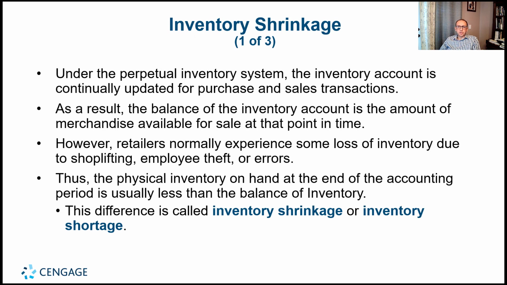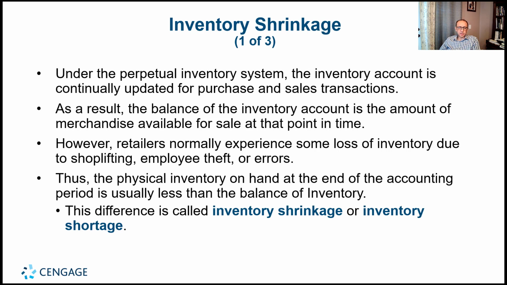So let's talk about inventory shrinkage. Under the perpetual inventory system, the inventory account is continually updated for purchases and sales transactions, as we discussed before. So for every purchase transaction, we update the inventory, and of course after every sales transaction we record 2 journal entries, one to record the sales and the other to record the cost of goods sold, which would have an impact on reducing the inventory balance. As a result, the balance of the inventory account is the amount of merchandise available for sale at that point in time. So that's the good thing about the perpetual system. We have an updated balance of inventory every single day, based on the purchases and the sales that we made.